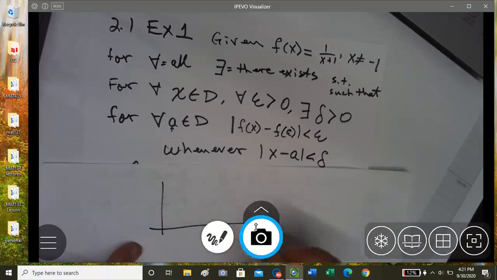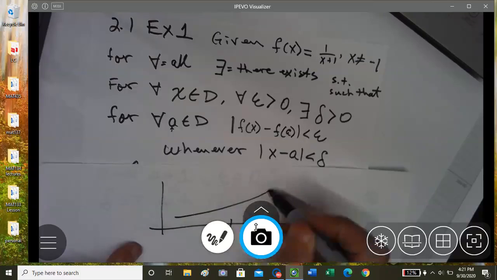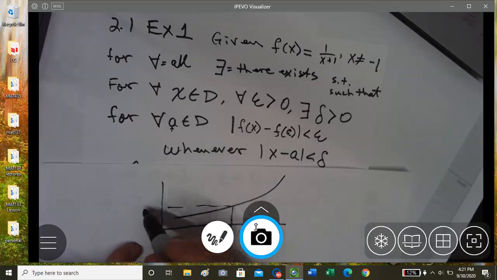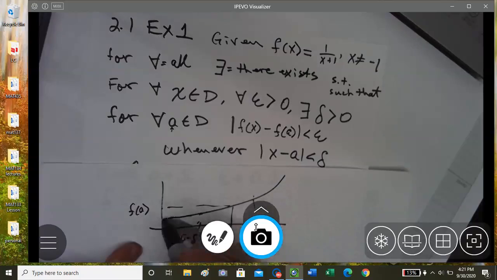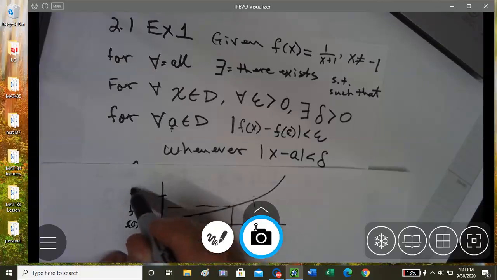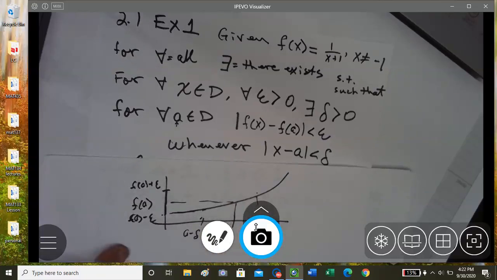So if we're looking at this, here's a, here's our curve, here's our limit, f of a, and we're saying that we want to find some delta so that we have a plus delta and a minus delta. We want to find that range so that we can get within this range here, f of a minus epsilon and f of a plus epsilon. Okay, so that's what we're trying to get here.